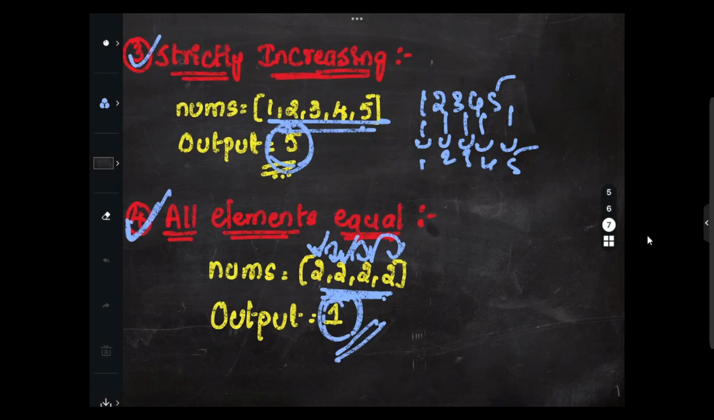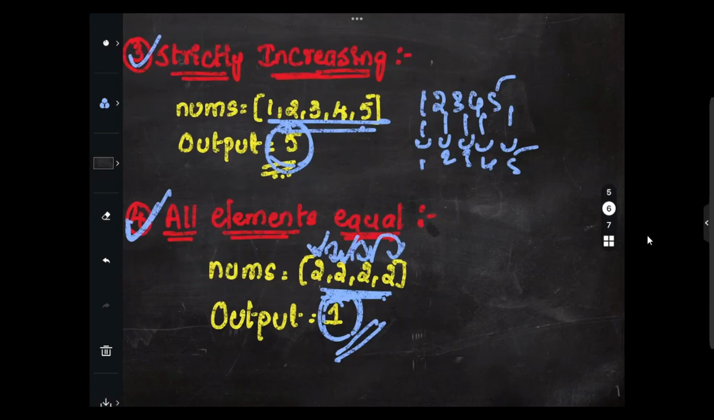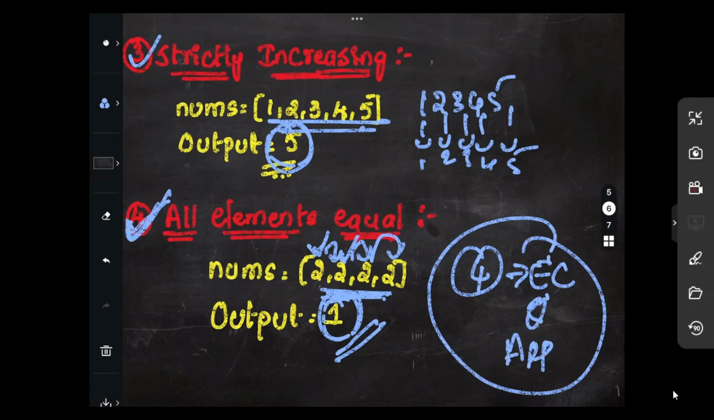So these are the 4 edge cases that we need to keep in mind. First one is for only one element. The second one is for strictly decreasing. The third one is for strictly increasing, and the fourth one is for all elements equal. We are completely familiar with the edge cases as well as the approach. We are good to write the code now. Let's start writing the code.